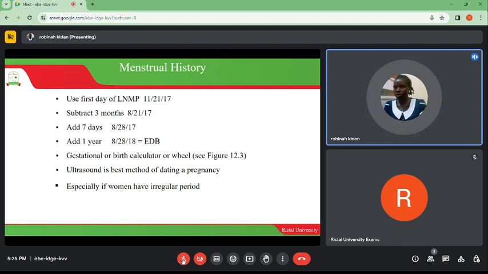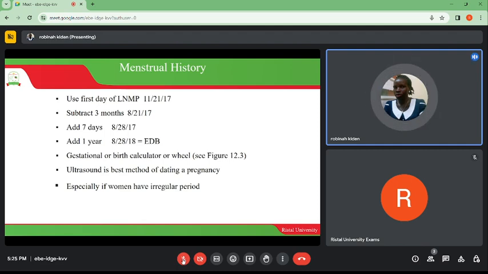Now, what will happen when we use Nagel's method? We subtract 3 months from the month. So when we subtract 3 months from November, we shall remain with 8. That will mean August. From 11, when we subtract 3, we shall remain with 8.